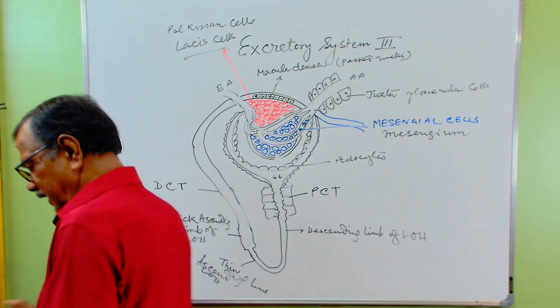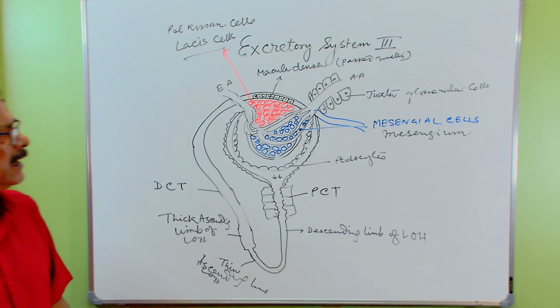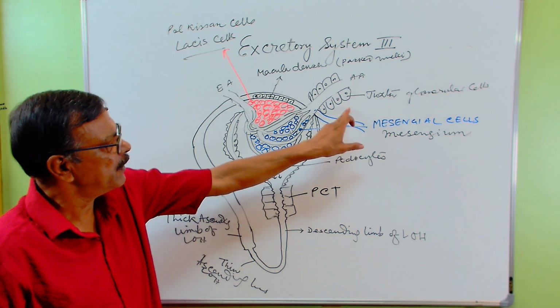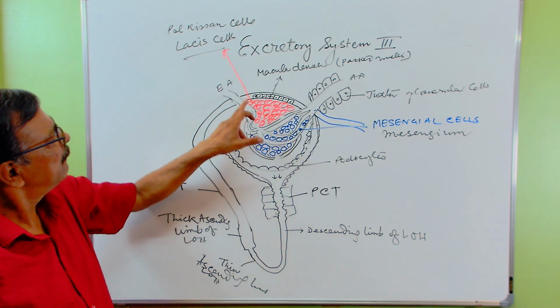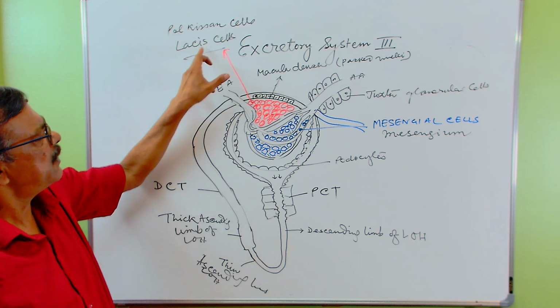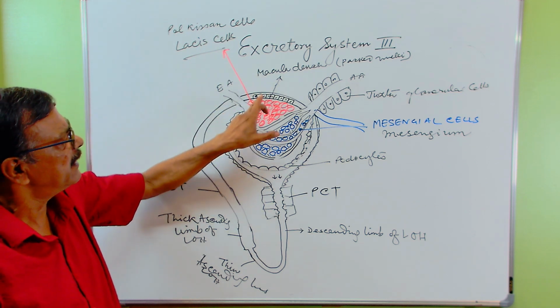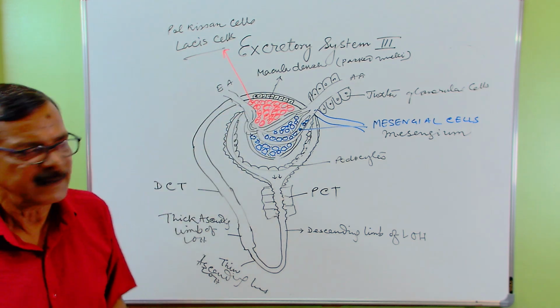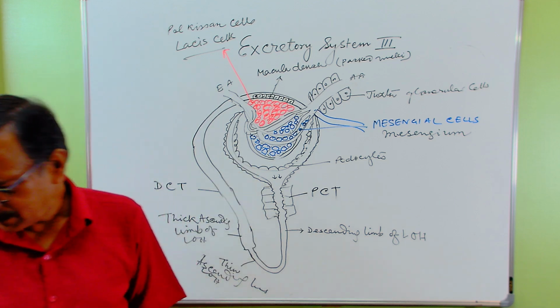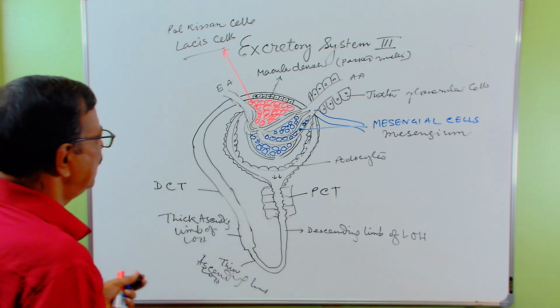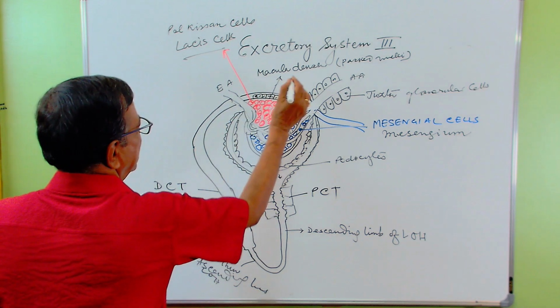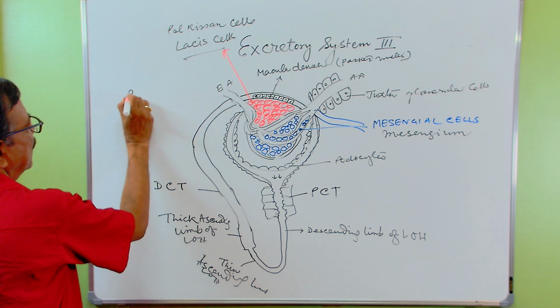Mesangium. So three types of cells we have come across, that is juxtaglomerular cells, then Polkissen cells or lattice cells, and here there is macula densa. Now, what is the juxtaglomerular apparatus? It is known as the juxtaglomerular apparatus.